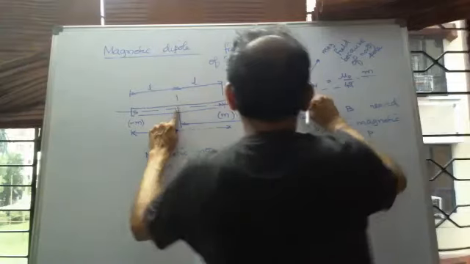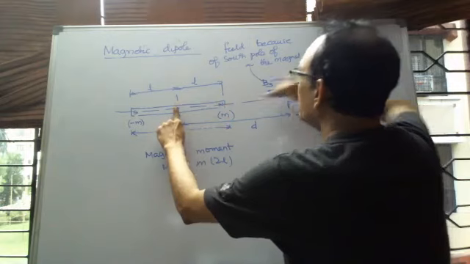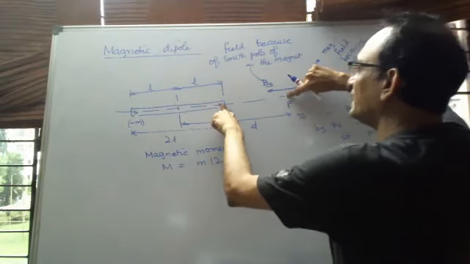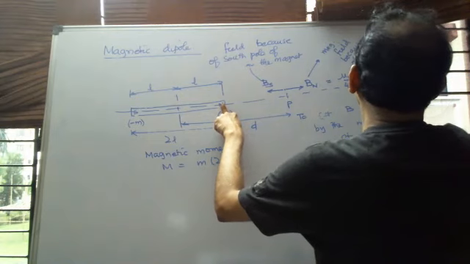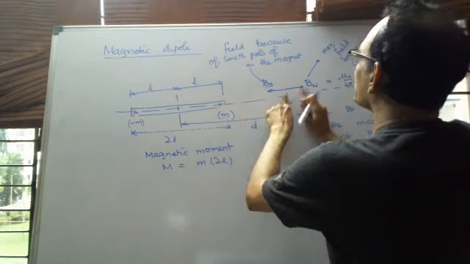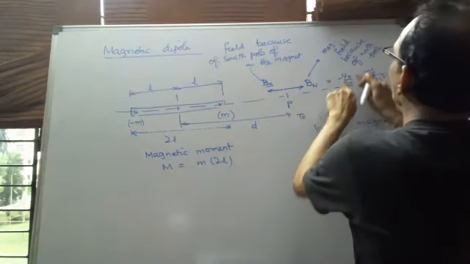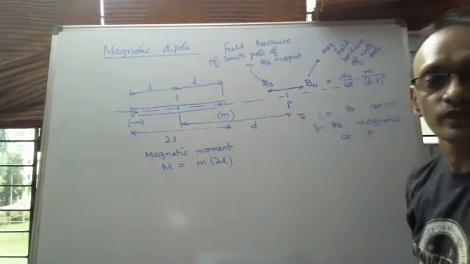So how much is the distance from this north pole to this point? D minus L. D minus L है. So K Q by D minus L whole square is the magnetic field produced by this north pole at this point, which will be in this direction. K Q की जगह M by D minus L whole square. Yes or no?